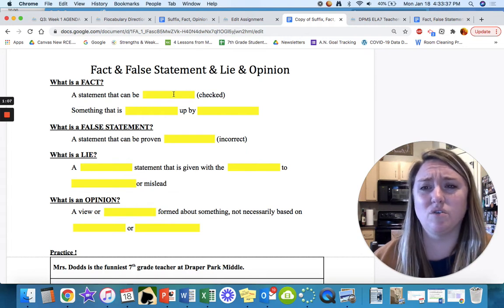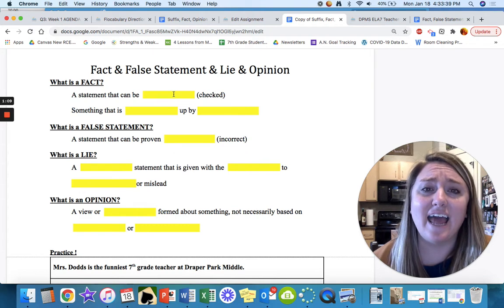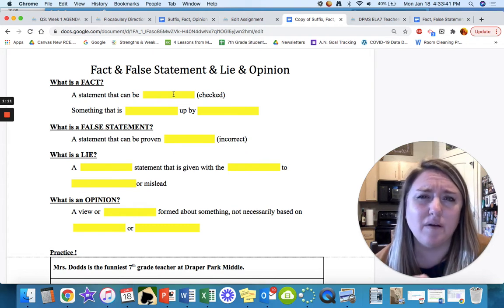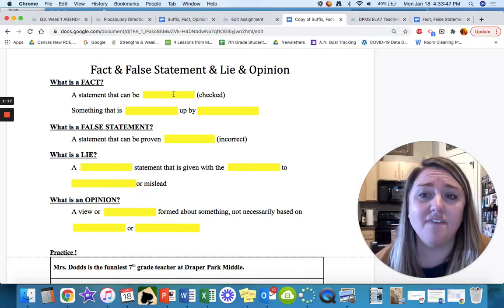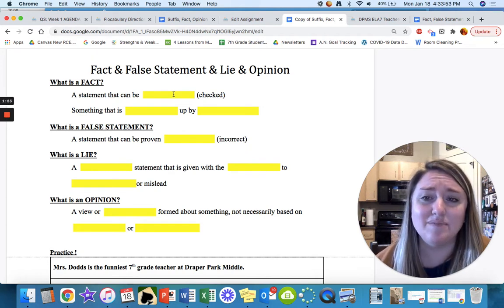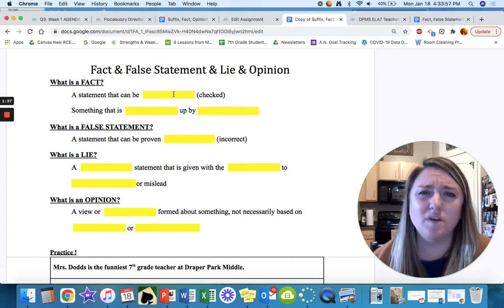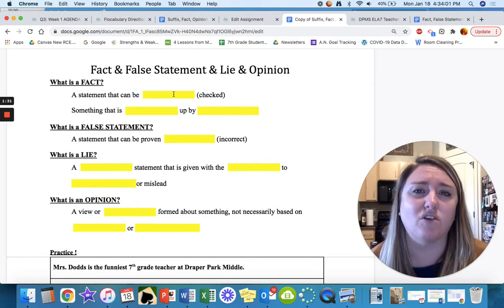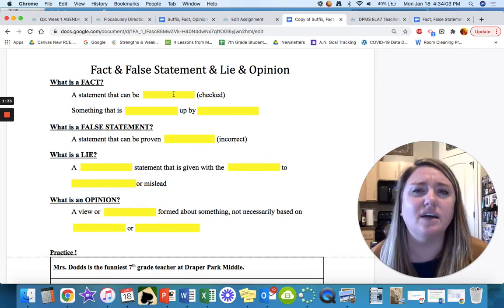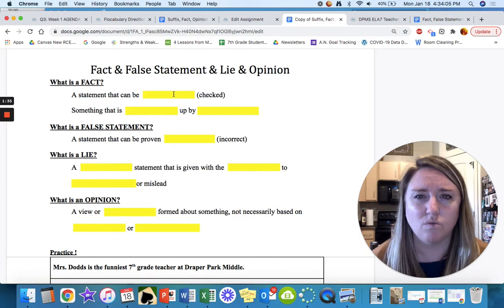It's important to know the difference between a fact and an opinion. And when we think about those differences, we also get into things like false statements and lies. Let's start with facts. A fact is a statement that can be proven. It is something that is backed up by evidence. So when we think about facts, there's some way to measure them. There's some way to prove that they are true. Some sort of standardized measurement that everyone across the world uses.